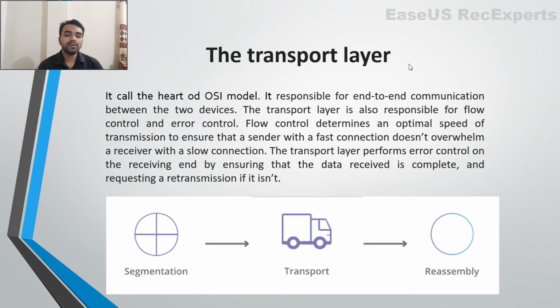The transport layer is called the heart of the OSI model. It is responsible for end-to-end communication between two devices. The transport layer is also responsible for flow control, error control, and so on.